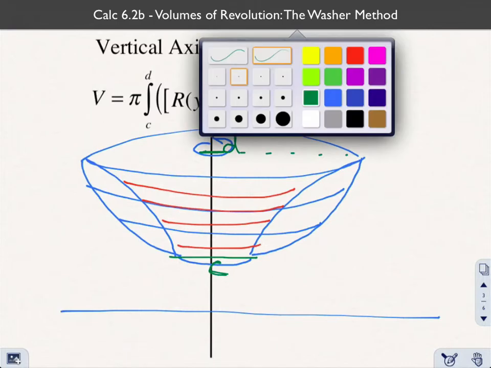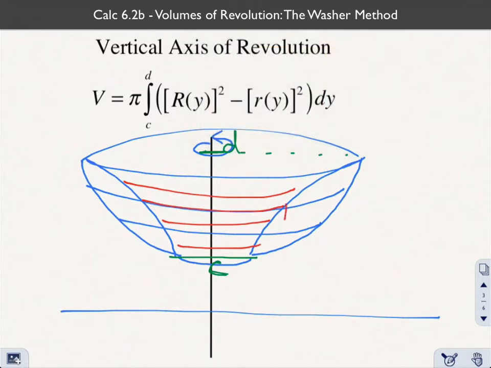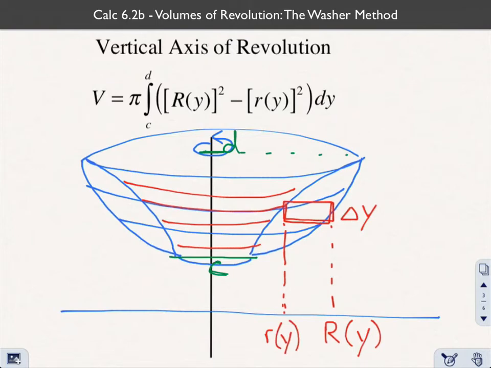Now, we also want to draw our representative rectangle. You can see now the width of the rectangle is going to be delta y. What we need to do is find these values right here, which are actually going to be x values. On the outside, we're going to have capital R of y, and on the inside, we're going to have lowercase r of y. We need to find these functions in terms of y, so we're basically going to be solving for our x's.